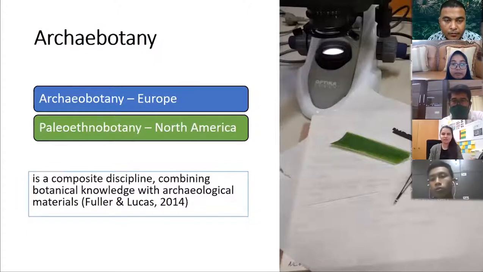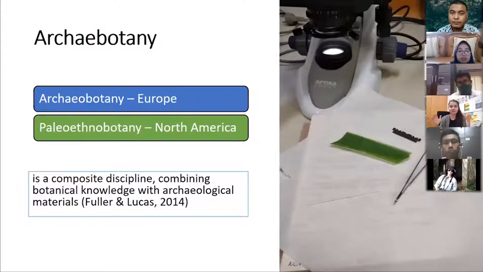This field of study was first termed ethnobotany. Today it is termed either archaeobotany or paleoethnobotany. Archaeobotany is the more common term in Europe, whereas paleoethnobotany is the term used in North America. Comparing definitions of these two terms, both are similar inasmuch as both are the study of archaeologically derived plant remains. It expanded tremendously as a field in the second half of the 20th century.